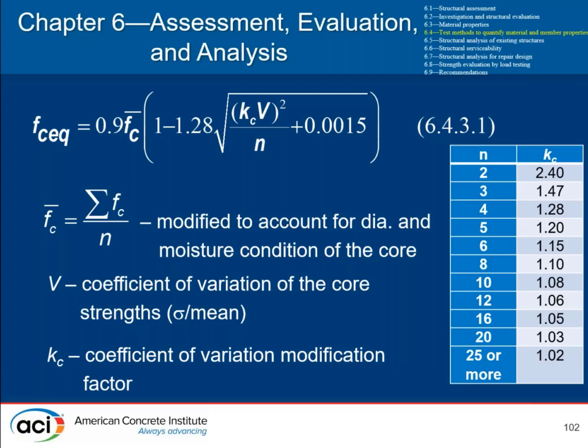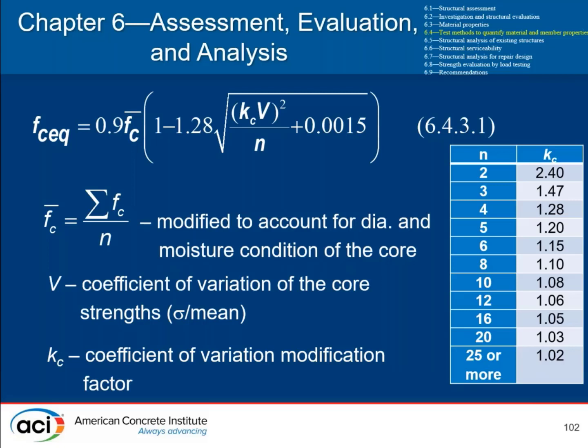The idea with K sub C is that if you've got a small number of cores, you may not accurately estimate the coefficient of variation of the true population from that small size sample, so you have to be conservative and increase that value. And you can see that as you go from N of 2 to N of 20, your K sub C value reduces markedly from a number like 2.4 to a number like 1.03.